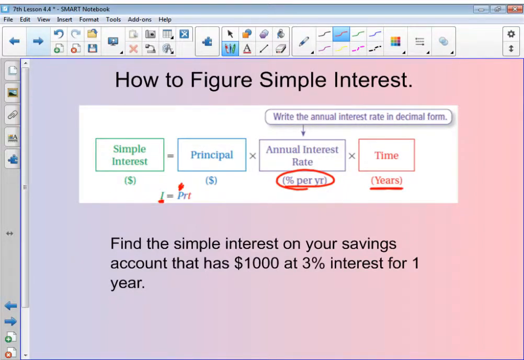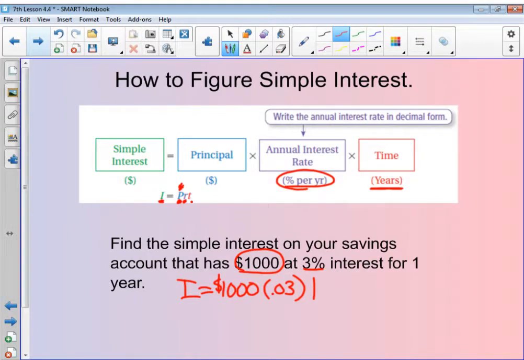So here it says, find the simple interest on your savings account that has $1,000 at 3% interest for 1 year. So we want to figure out our interest. So we've got interest equals, do we know the amount of money that was in the account, our principal? Yes, that was $1,000. So I'm going to put 1,000 in that first spot. Okay, do we know the percent rate? So our rate, yep, that's right here. So times 3%. I'm going to go ahead and write that as 0.03 so I don't forget later. And then times the amount of time. So our amount of time was 1 year, so times 1 year.